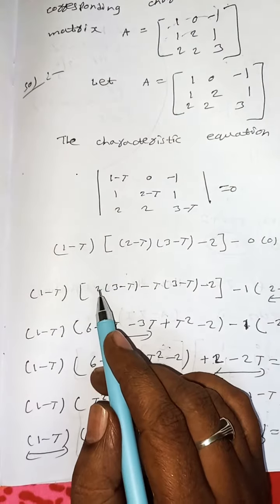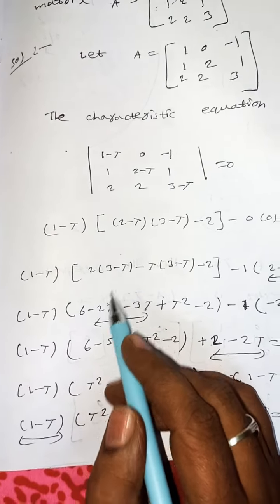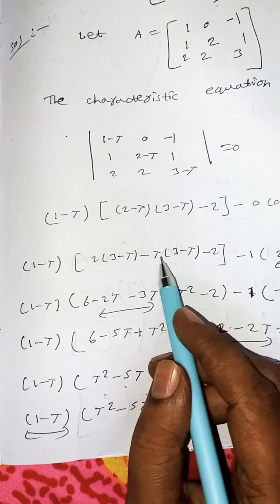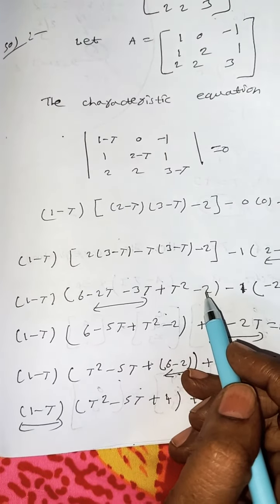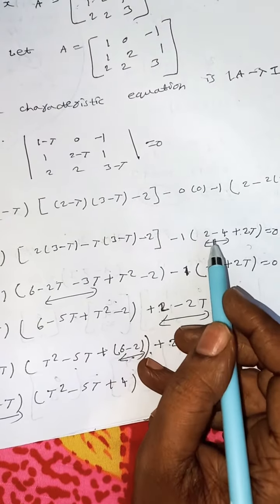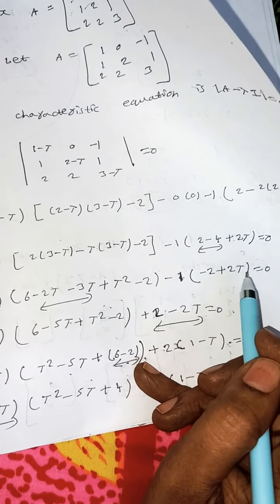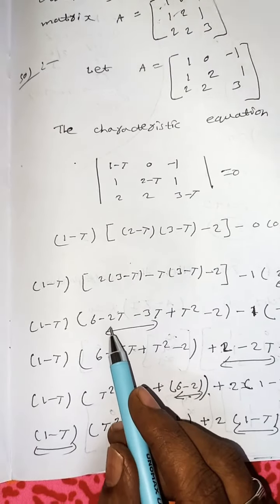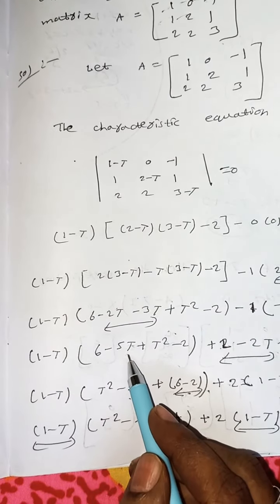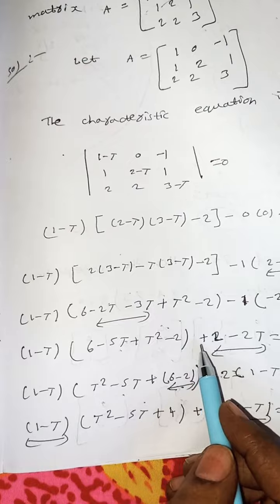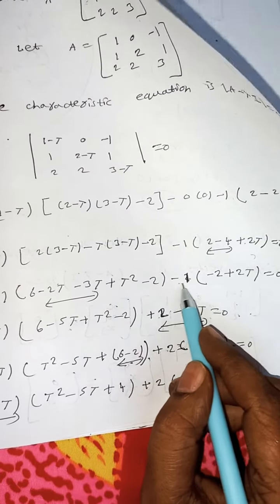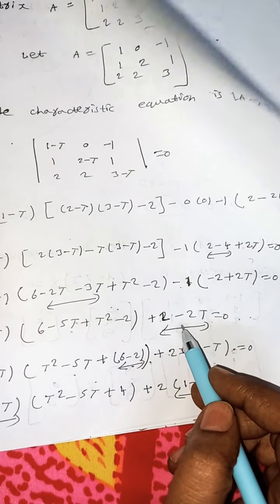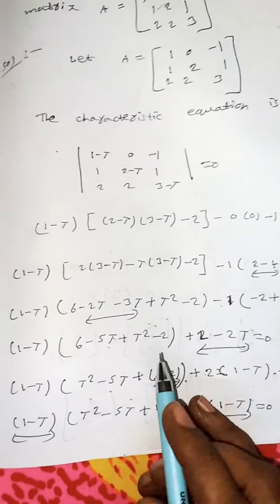Now multiply inside: 2 times 3 is 6, 2 into minus lambda is minus 2 lambda, minus lambda into 3 is minus 3 lambda, minus into minus plus lambda square. Minus 2, minus 1 into (2 - 4) is minus 2 plus 2 lambda, equal to 0. So (1 - lambda) into (6 - 5 lambda + lambda square), minus 2 plus... Here minus 1 into minus 2 is plus 2, minus 1 into plus 2 lambda is minus 2 lambda, equal to 0.